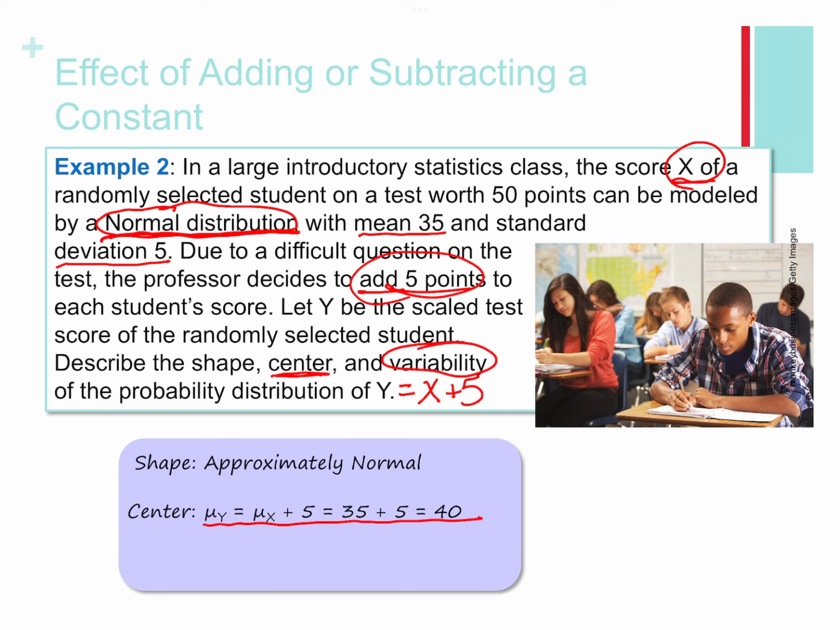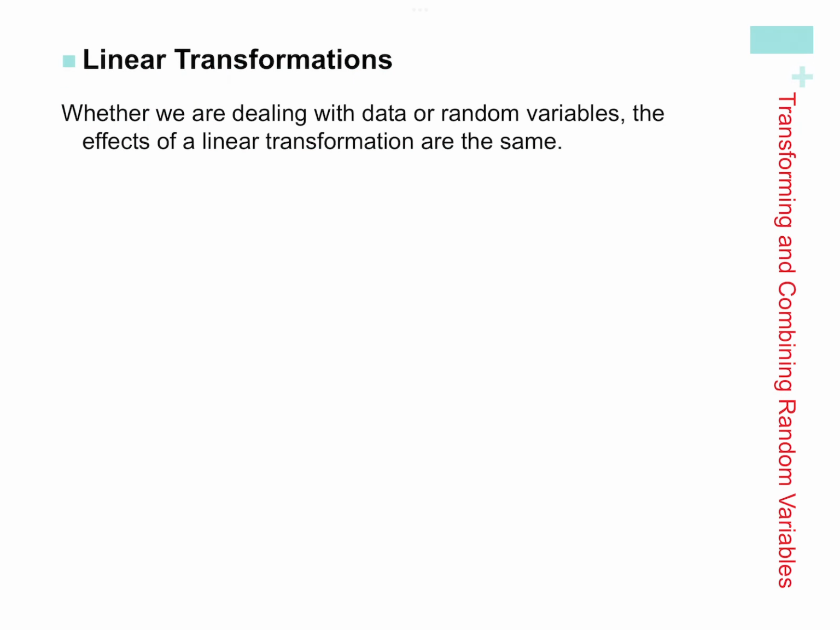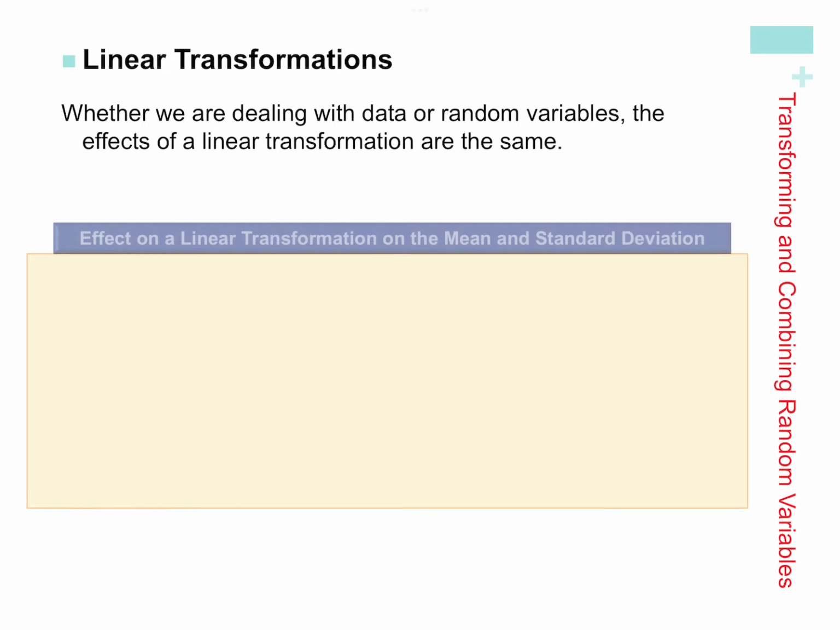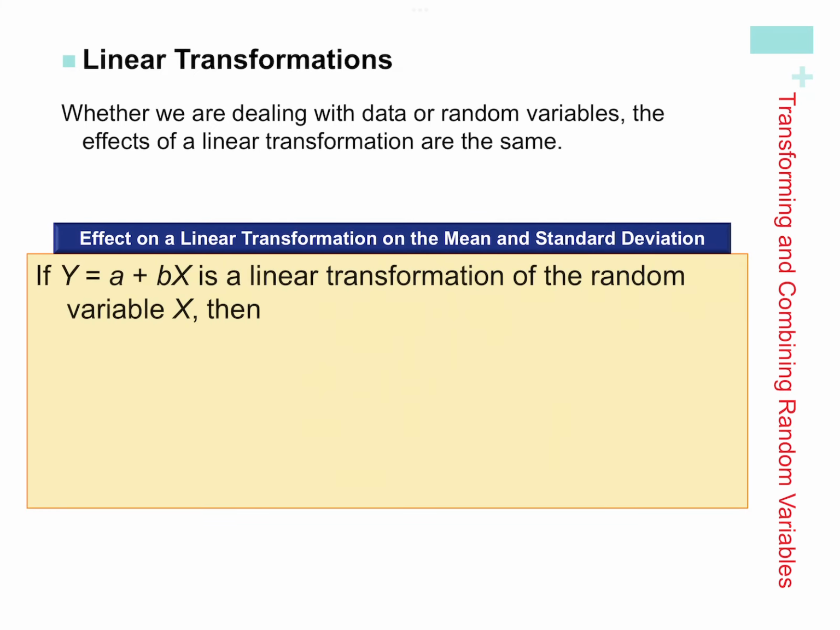And our variability, our standard deviation, per the rules I gave you, the standard deviation doesn't change when I add, so my standard deviation stays the same. There's nothing different in it. So now we've looked at multiplying, we've looked at adding, so now we're going to put those together in what we call a linear transformation. What happens to our mean and standard deviation?